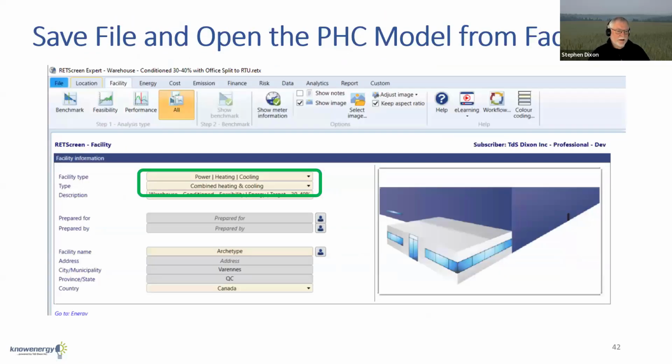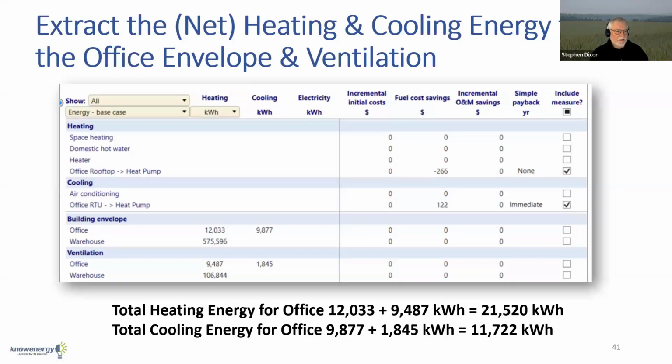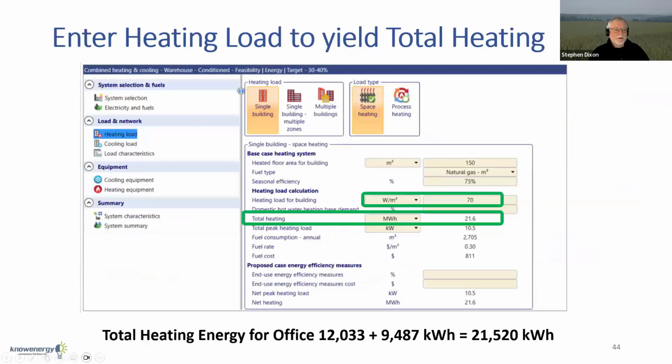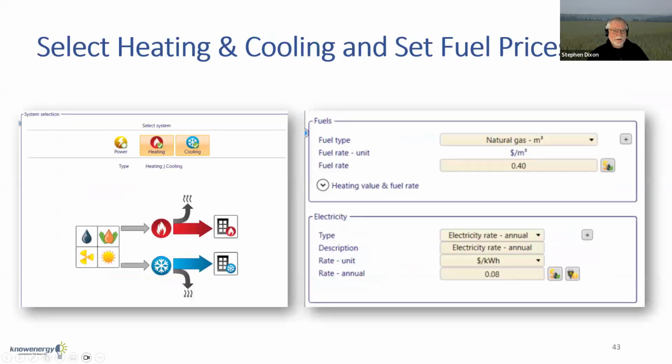Now, as I showed you earlier, I'm simply going to change the facility type to power heating cooling, and that's within the same file. So the traditional energy model is still in there, nothing gets deleted. We're going to go into the power heating cooling model and select that we're doing heating, cooling, and not power. So we could use this as a cogen or a trigen system, but we're simply using it for heating, cooling from one source of fuel, which in this case is electricity in the proposed case.